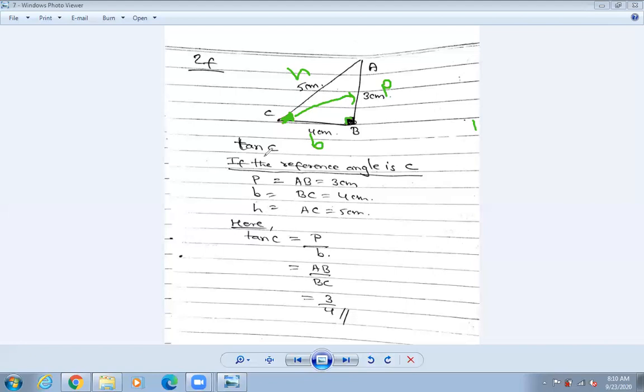Then what is the formula of tan? Tan means tension paryo bichara: paryo means P, bichara means B. So P by B is our formula. So P means what? AB. B is BC. So AB is 3, BC is 4. So 3 by 4 is our answer. In this way we need to solve our answers.